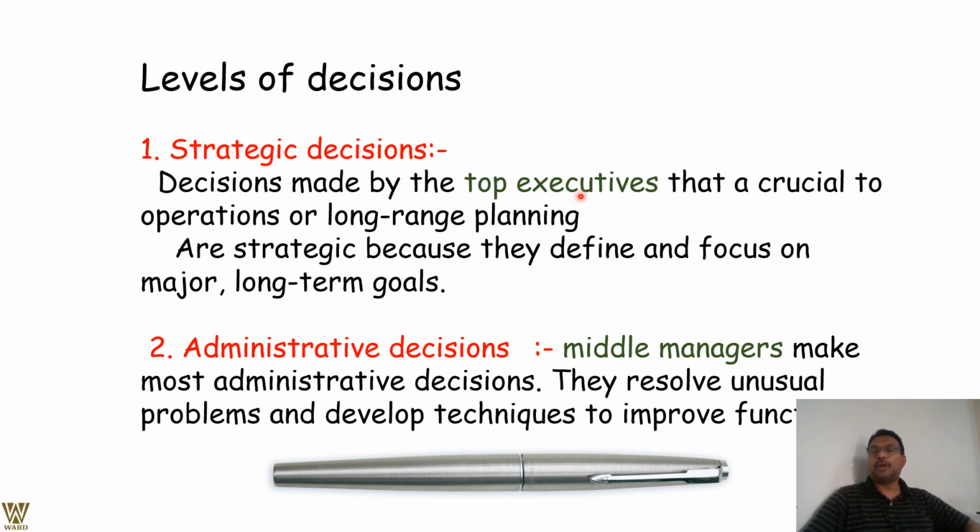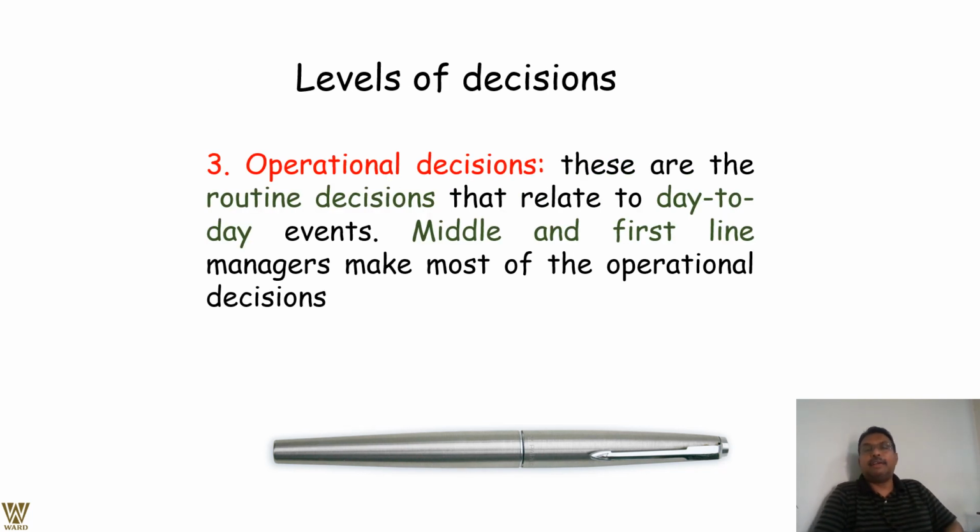Strategic decisions are made by the top executives and are crucial for operations on a long-range planning basis, because they are defined and focus on major long-term goals, whereas administrative decisions are made by middle-level managers. They resolve unusual problems, develop techniques to improve functionality and probably effectiveness. So that is what administrative decision is all about. As far as operational decisions are concerned, these are nothing but routine decisions taken on a day-to-day basis.